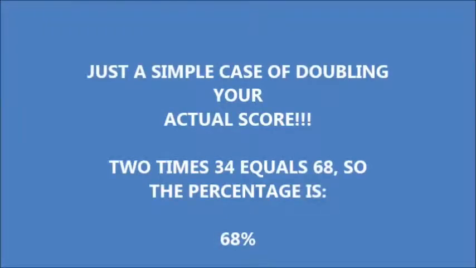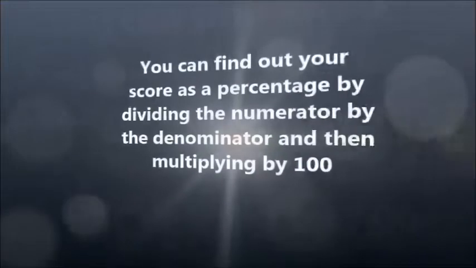Just a simple case of doubling your actual score. 2 times 34 equals 68. So the percentage is 68%. Lovely and easy. So when the score is out of 50, it doesn't matter what your score is, it's just a case of doubling it, alright?